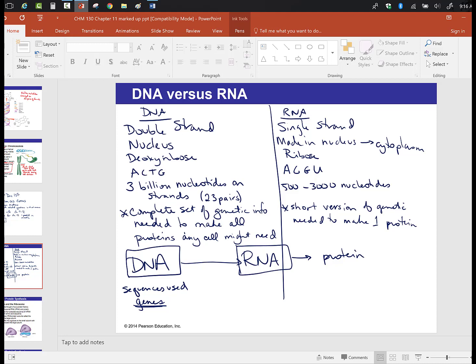So in this step, this first part is called transcription. So transcription, think of it as taking one type of nucleic acid and converting it to another. There is a special enzyme that's involved in this process. This enzyme is called RNA polymerase.